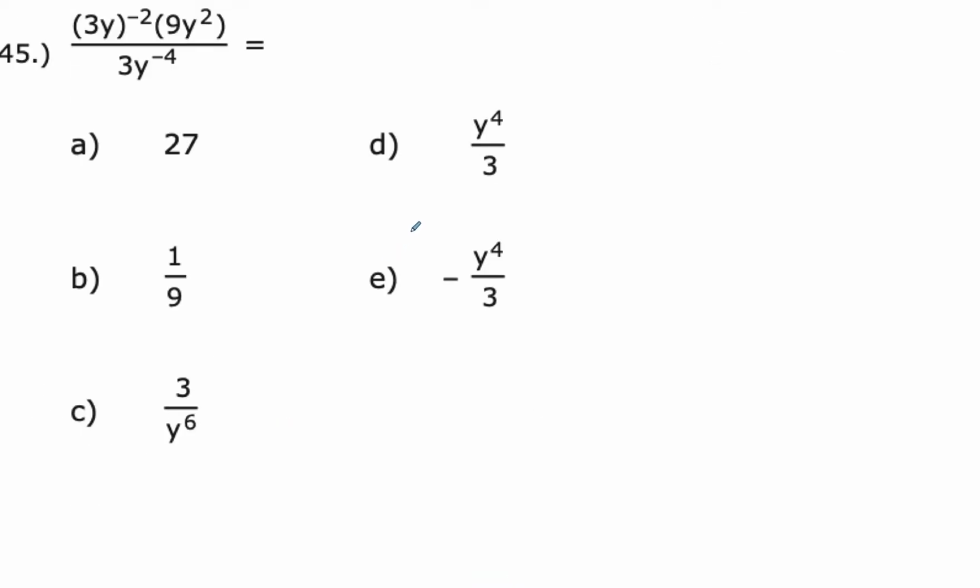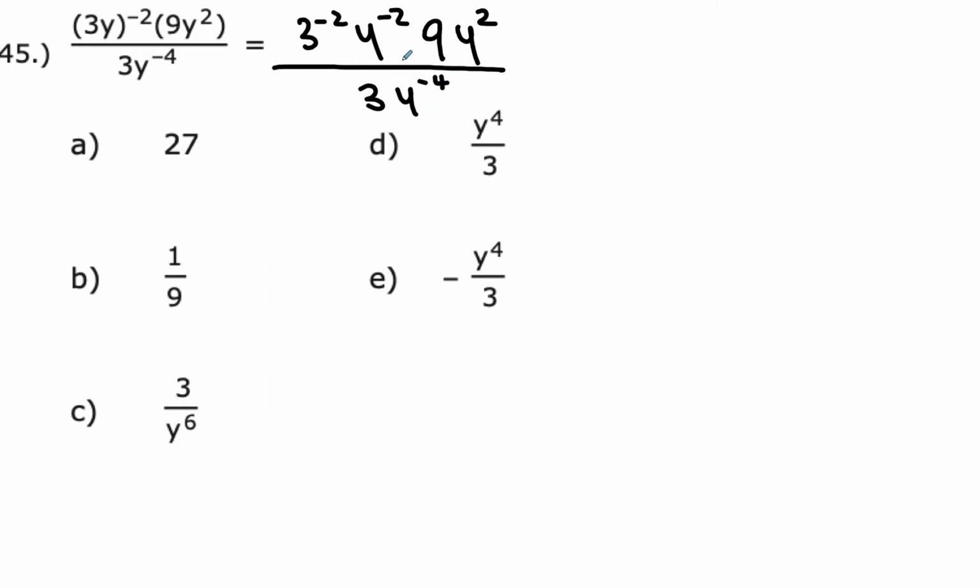So in this case, we've done this one many times, but be careful where the negative exponent is applied. So -2 here will apply to 3 and then y, but this -4 will only apply to y. So if I have to rewrite it, we get 3 to the -2 power, y to the -2 power, times 9y squared, all over 3, y to the -4 power.